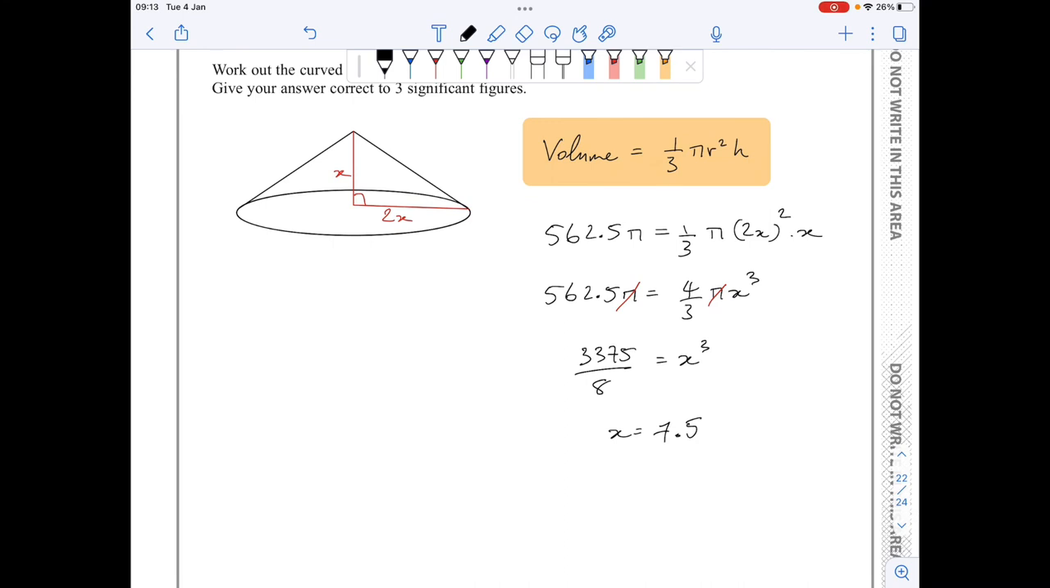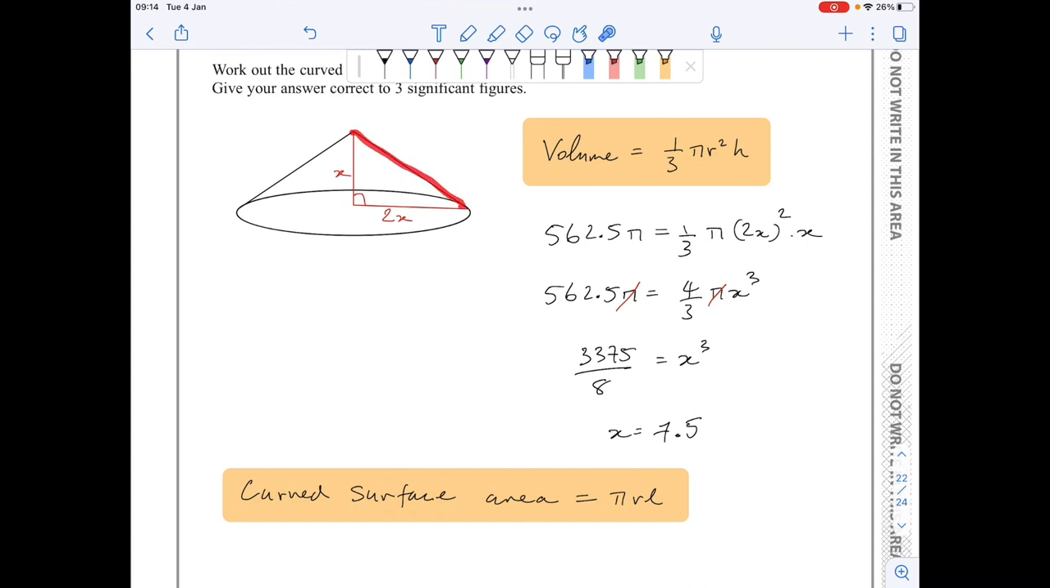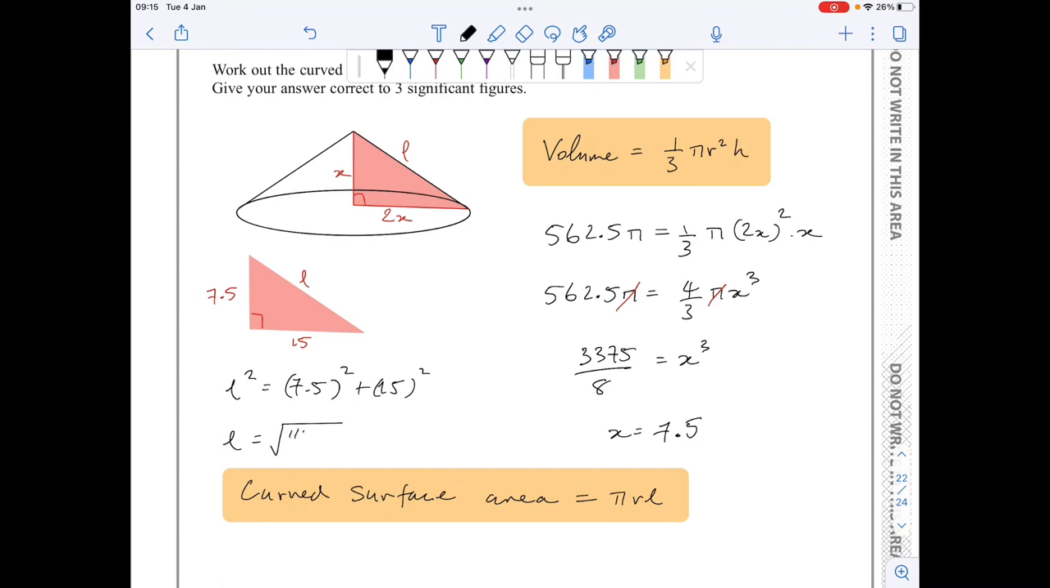Now, to work out the curved surface area, the formula is the following, where L is the slant height. It's this distance here. So I'm going to use Pythagoras' theorem. Now, since x is 7.5, 2x is equal to 15. And this is the triangle I will be using. Let me extract this and put the values on. So L squared is equal to 7.5 squared plus 15 squared. L is the square root of 1125 over 4, or if you put this on the calculator, it will give you 15 root 5 over 2.